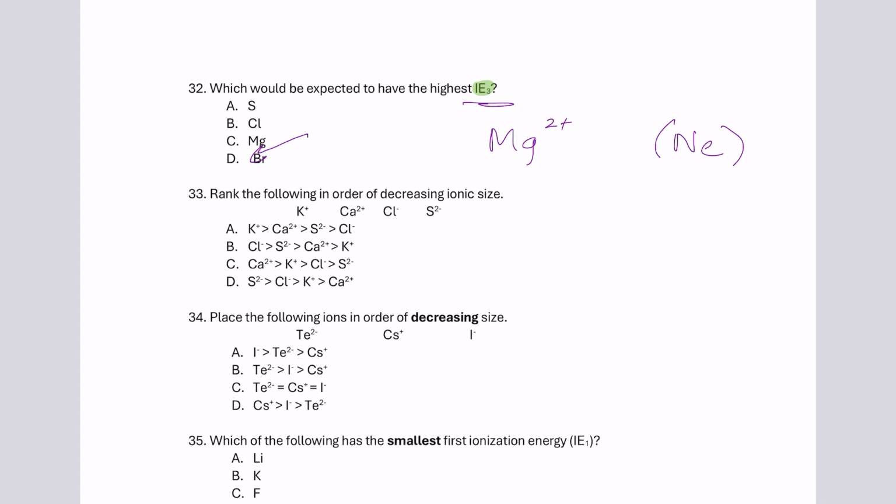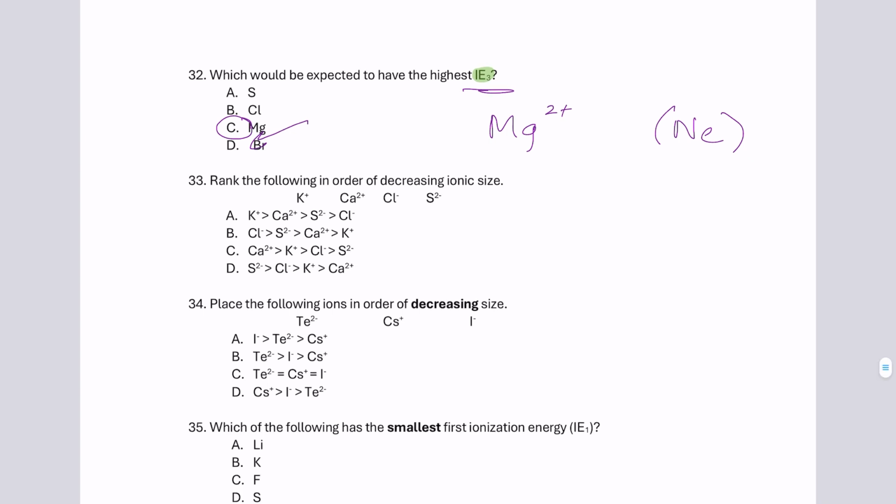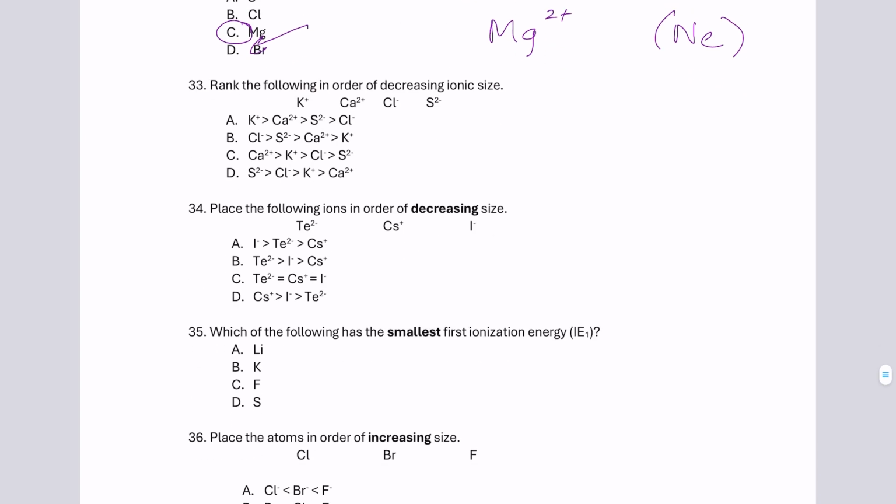And that's due to the strong electrostatic attraction between the nucleus and the remaining core electrons. So 32 is C. 34 says rank the following in order of decreasing ionic size.